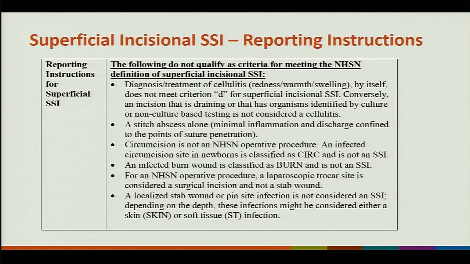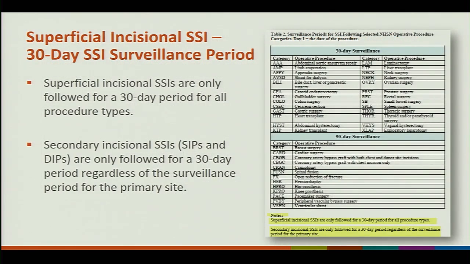Depending on the depth, these can be looked at for maybe meeting HAI skin or soft tissue, but these would not be considered an SSI. But if the surgeon uses a trocar site to place a drain at the end of the procedure and the trocar site develops an infection, then you do need to investigate this as an SSI. For an NHSN operative procedure, a laparoscopic trocar site is considered a surgical incision and not a stab wound. As a reminder, superficial incisional SSIs are followed for 30 days, regardless of what the procedure is. Secondary incisional SSIs for deep and superficial are also only followed for 30 days.